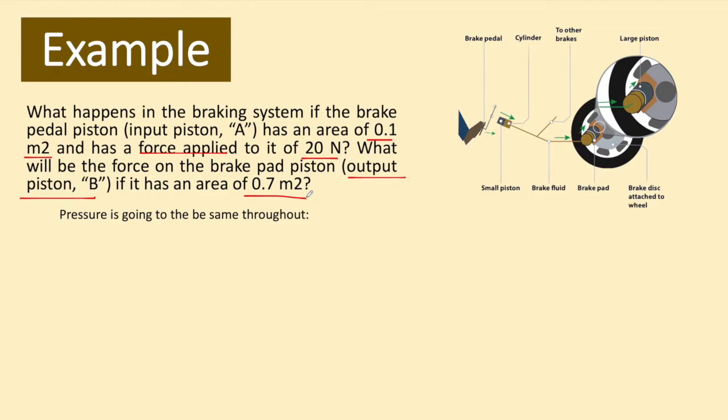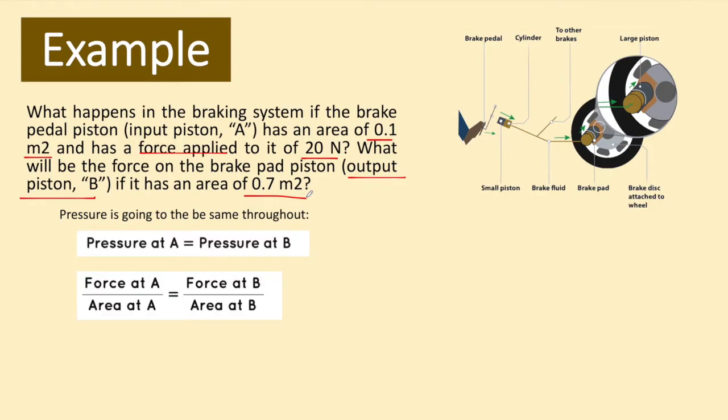So the pressure is going to be the same throughout. So you're not losing anything unless you have air in the system, which is bad. But if there's no air in the system and it's just fluid, if we push on it, we're not losing or gaining anything. So pressure at A needs to equal pressure at B.